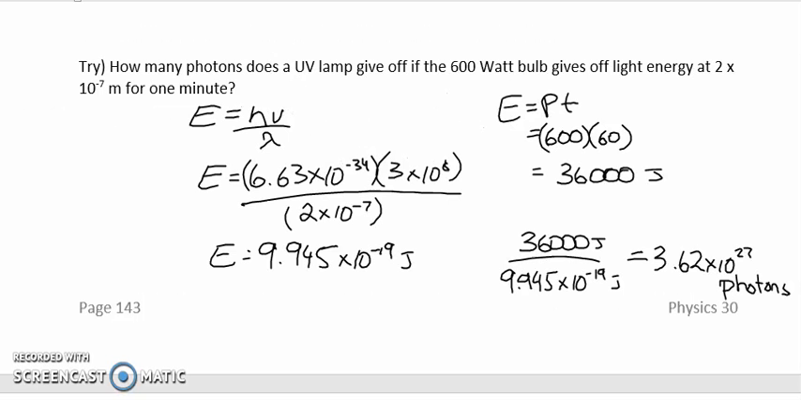Okay, last one. We first figure out the amount of energy per photon using, again, E equals hc over wavelength, where c is just the speed of light. Each photon has 9.945 times 10 to the negative 19 joules. Total amount of energy released from a 600 watt bulb for 60 seconds is 36,000 joules. So the total of 36,000 joules, divide that by 9.945 times 10 to the negative 19 joules per photon, leaves you with 3.62 times 10 to the 22 photons.